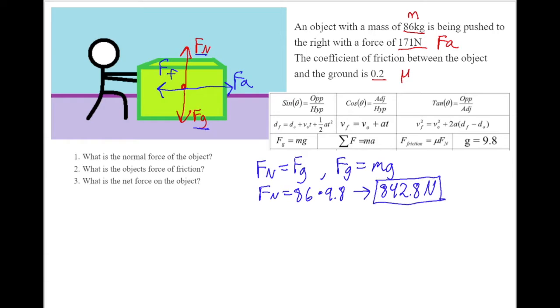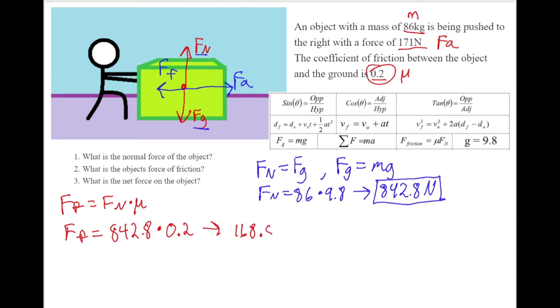Next one says, what is the object's force of friction? Well, force friction we solve by using this equation. Force friction is equal to force normal times mu. We know what mu is, it's right here. We know what force normal is, we just solved for it. So this is pretty easy. We just plug in our numbers. We get force friction equals 842.8 times 0.2. Find out that force friction should be 168.56 newtons.